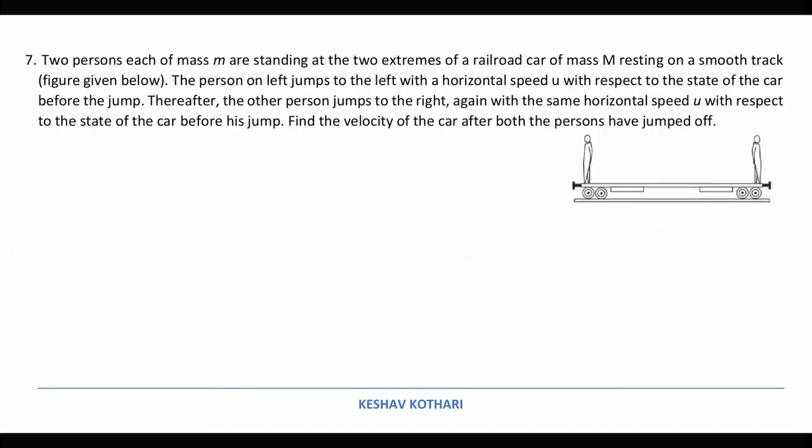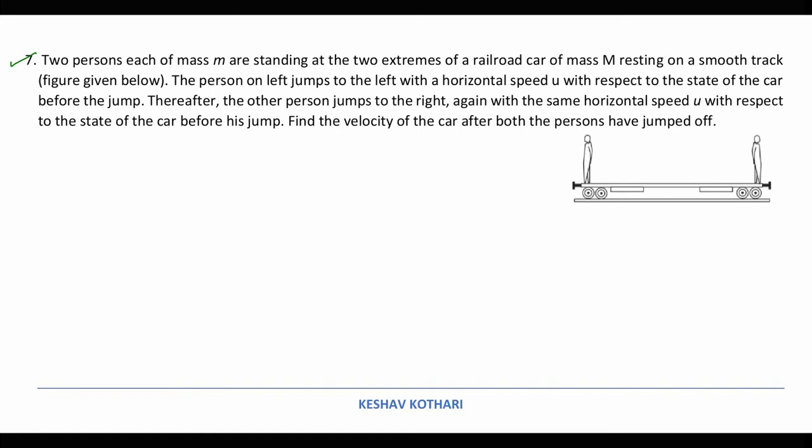Let us deal with problem number 7. Two persons, each of mass m, are standing at the two extremes of a railroad car of mass capital M, resting on a smooth track, figure given below. The person on the left jumps to the left with a horizontal speed u with respect to the state of the car before the jump. Thereafter, the other person jumps to the right, again with the same horizontal speed u with respect to the state of the car before his jump. Find the velocity of the car after both the persons have jumped off.